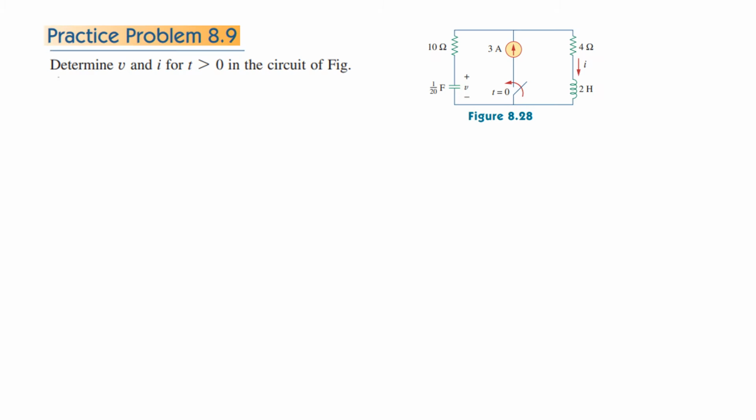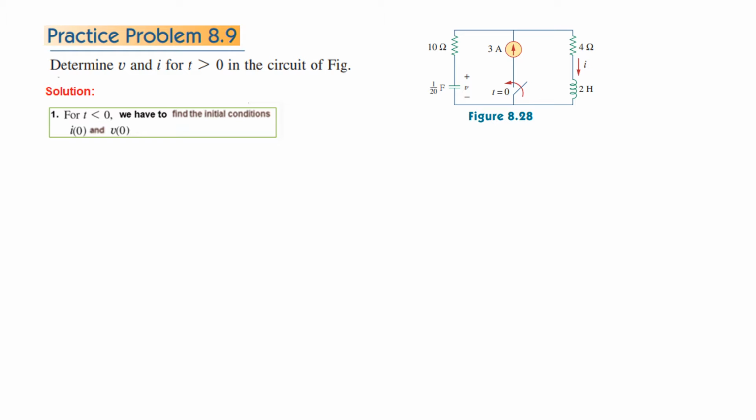So let's proceed. This is the question. We have to determine V and I for t greater than 0 for this circuit. There is a current source. It is connected at t equal to 0. Before that it is not connected. So let's start.